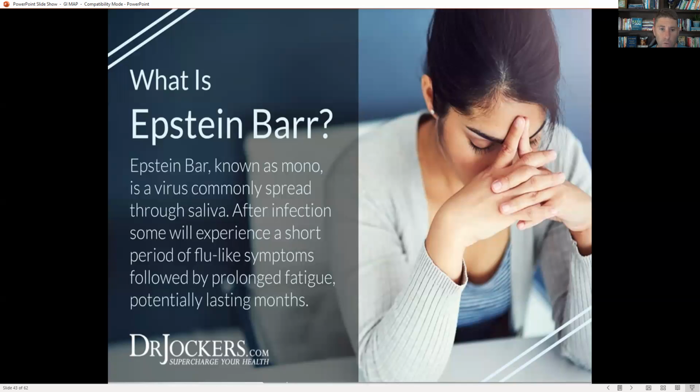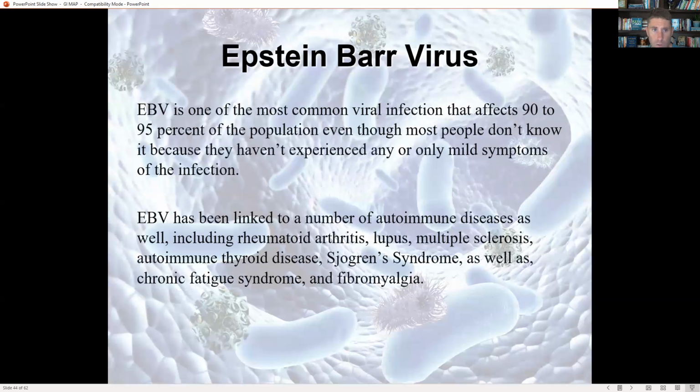Now, Epstein-Barr is another one that's tested, and we commonly think of it as mono, right? And it's a viral infection that affects 90 to 95% of the population, even though most people don't know it. So pretty much all of us get it at some point. Now, for some people, they never really get over it, and it just harbors, stays dormant, and then can flare up during times of stress and cause problems, or just be kind of like a constant source of stealth inflammation in the body.